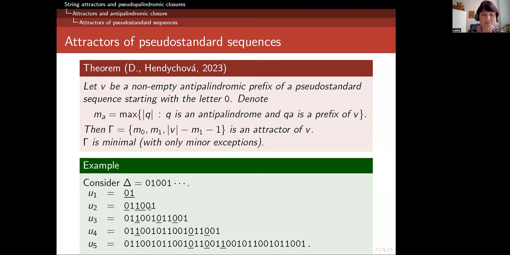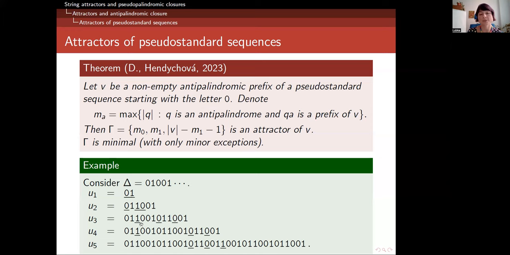And then you continue. So U3 is U2, so you copy U2, you write down 0, and you make the antipalindromic closure. And now, what's the longest antipalindromic prefix followed by 1? It is still this one, so you underline this one. You take the mirror image as well, and then there will be this antipalindromic prefix followed by 0, so you take this position to your attractor. And you continue like this.